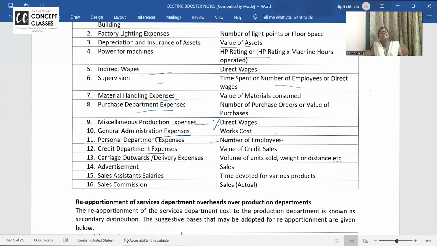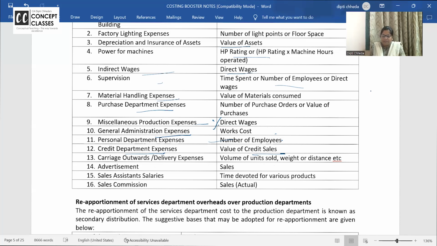Credit department means debtors जो manage करते हैं. तो how many debtors or sales? Each department has done how much sales? Each production. हर एक जो product है उसका credit sales कितना है? उसके हिसाब से you will apportion the credit department. Outward carriage, volume of units sold, weight, distance, etc.